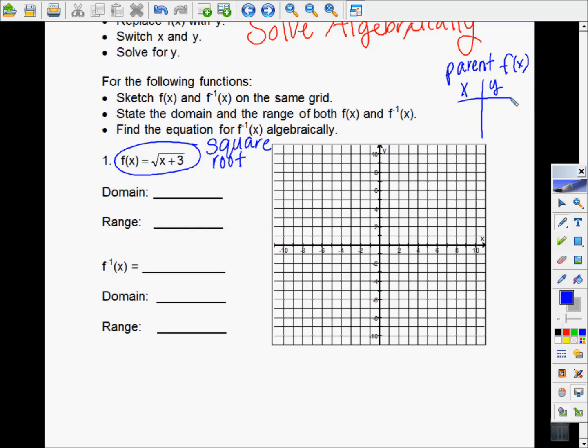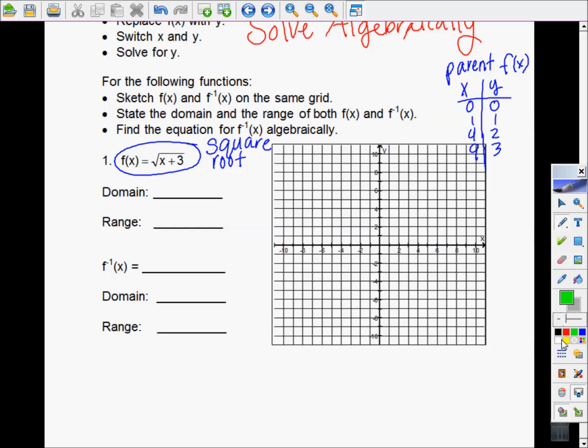square root of 0 is 0. Square root of 1 is 1. What was our next perfect square? 4? 4 and 2. And then our last one was 9 and 3. Is that right? Square root of 9 is 3. Alright, so those are our parent function points. What are we going to do to each one of these x values? Shift them to the left 3. So I'm going to graph them and shift them to the left 3.